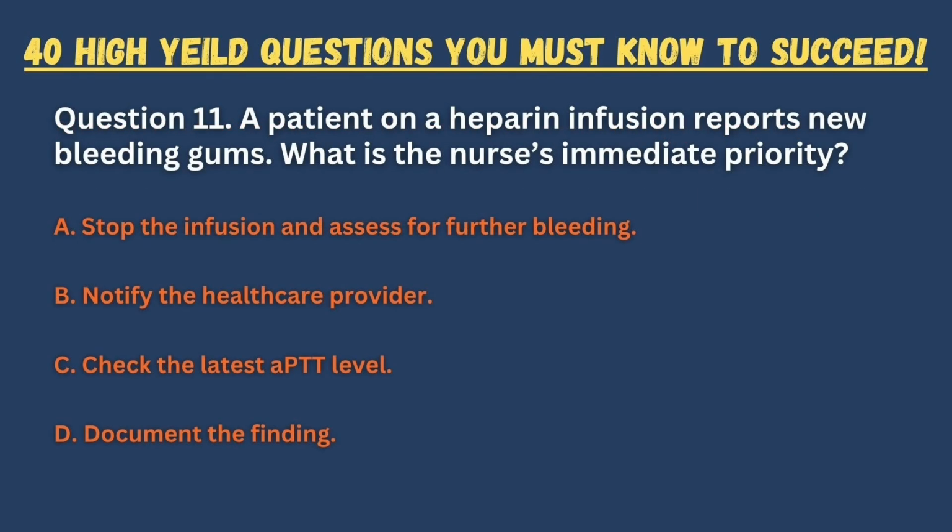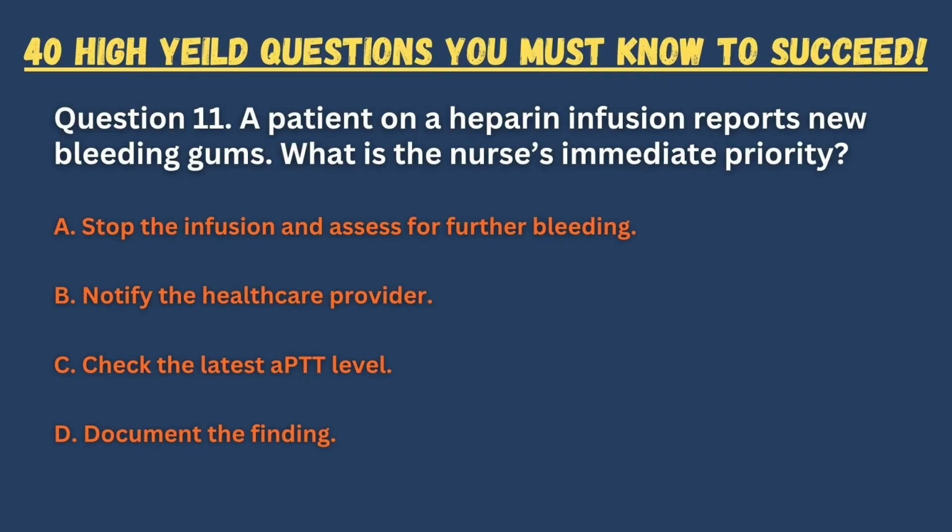Question 11. A patient on a heparin infusion reports new bleeding gums. What is the nurse's immediate priority? A. Stop the infusion and assess for further bleeding. B. Notify the healthcare provider. C.